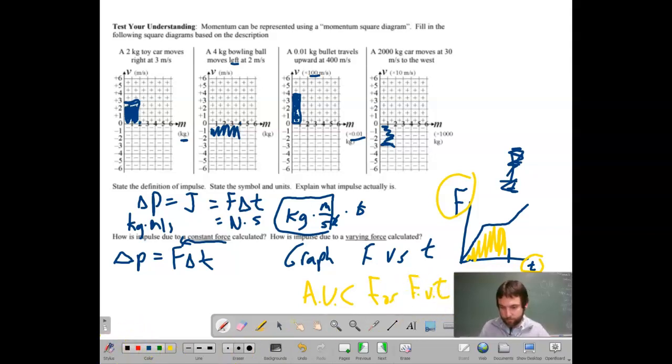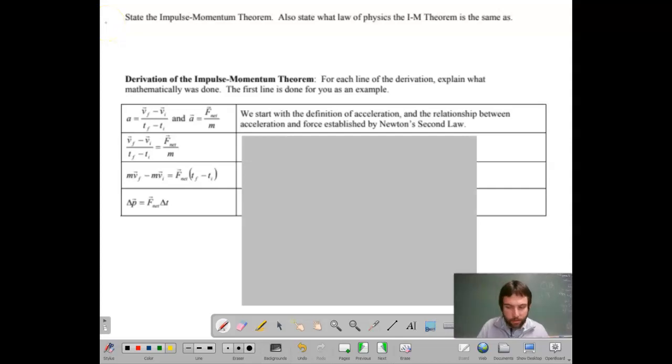Okay? All right, so the impulse momentum theorem is, impulse is the change in momentum. Impulse equals change in momentum. That's what it is. So that means F delta t equals m vf minus m v naught. Final minus initial. That's what that delta represents. We can't change our mass. The only thing we can change is the velocity. So it's final minus initial.